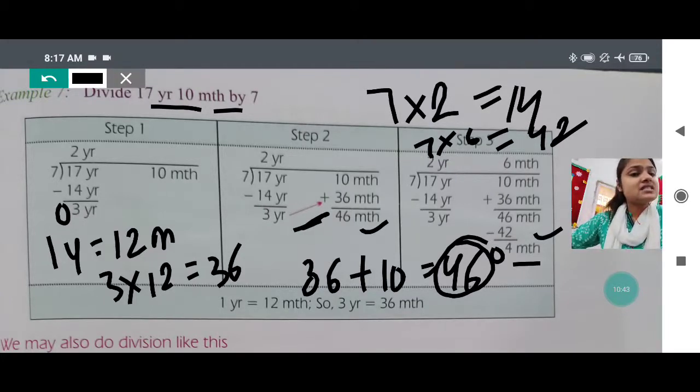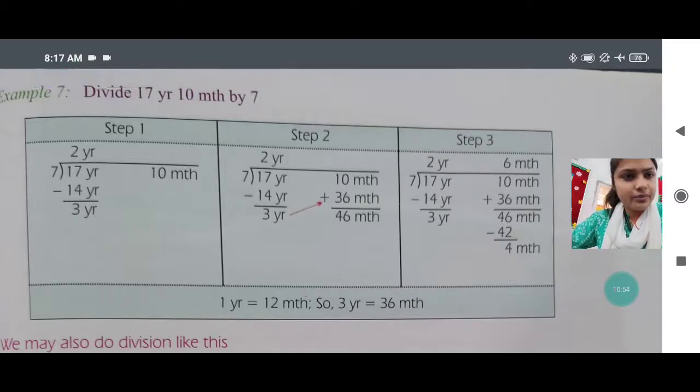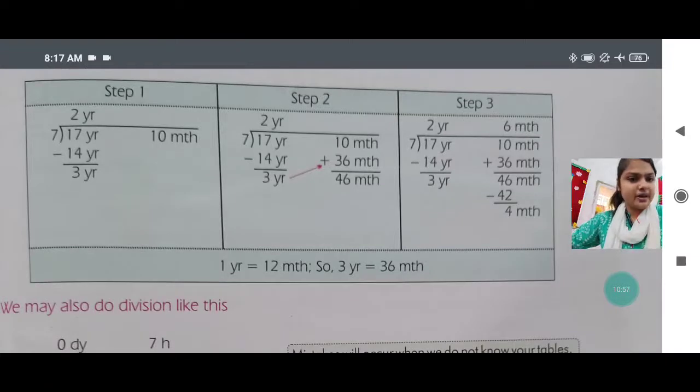So the complete answer which you will receive after that is 2 years and 6 months, and that 4 will be written as 4 months. Okay, that is the remainder, my dear. That will be written as remainder because that cannot be divided further. It can maybe get converted into weeks and days, but we don't have to convert, so we will leave it like that only. So we will get 2 years and 6 months, and the remainder is 4 months.